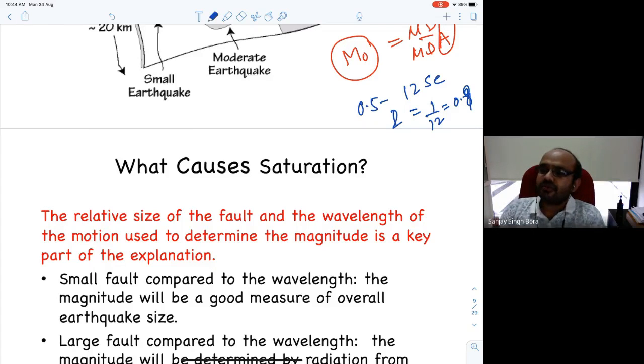Similarly, in the case of surface waves, we are using a period of 20 seconds. So 20 seconds means 0.05 hertz, right? So we are using a particular wave. Now this is the problem. The main problem is that we are using a particular wave with a particular frequency.